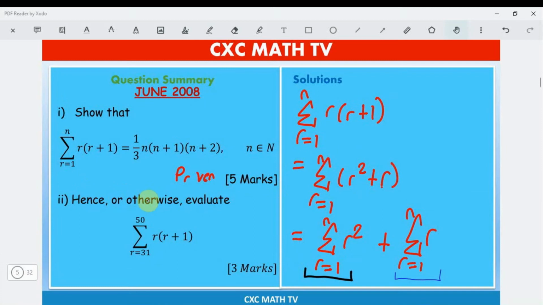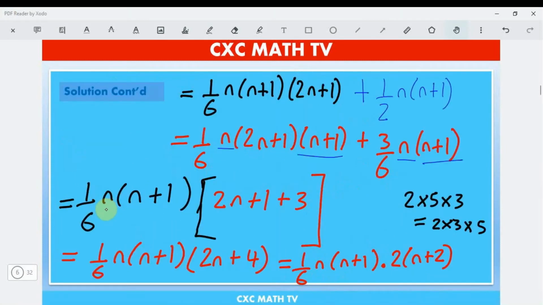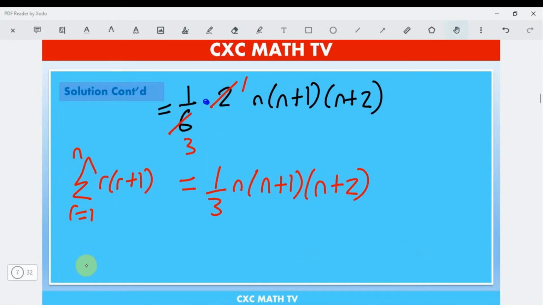It says hence or otherwise evaluate the sum from 31 to 50. It says hence or otherwise. So look at this now. This is part 2 now. So the sum from 31 to 50 of r times r plus 1.